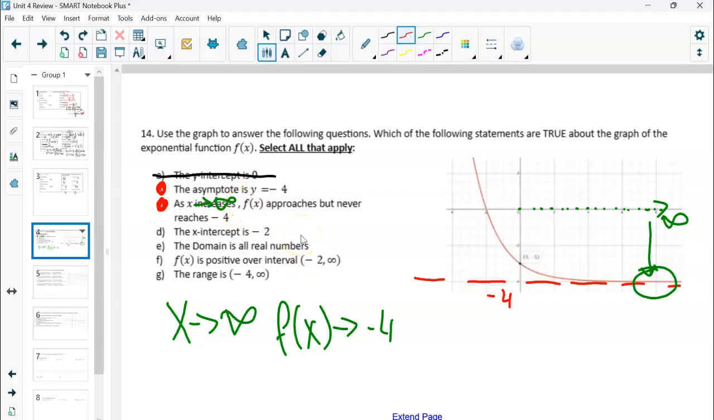D, the x-intercept is at -2. The x-intercept will be right here, and it is at -2, so this is also a correct statement. All right.